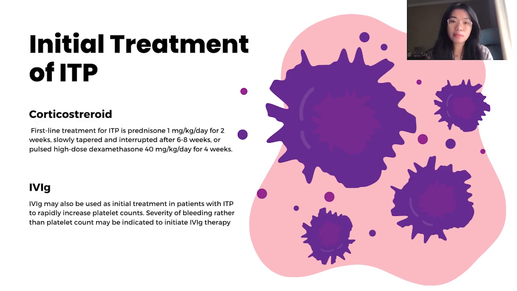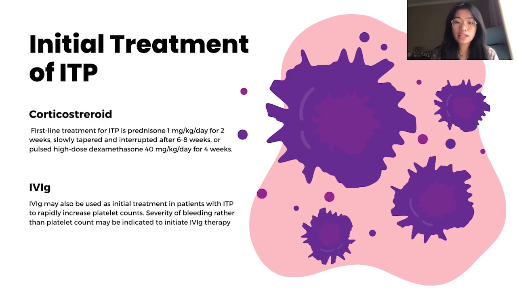So I will explain about the initial treatment of ITP. So the first line treatment for ITP is prednisone 1 mg per kilogram per day for 2 weeks, slowly tapered and interrupted after 6 to 8 weeks. Or pulse high dose dexamethasone 40 mg per day for 4 days.